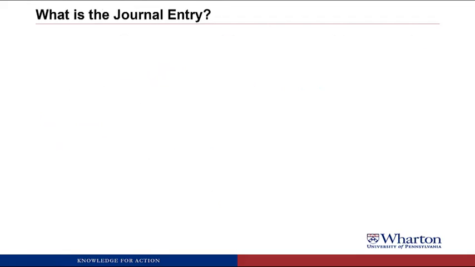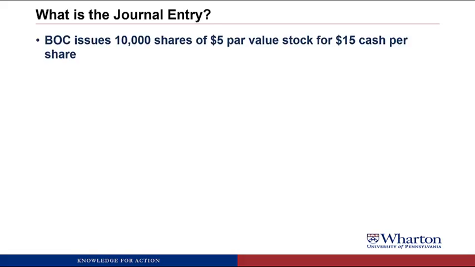So let's practice some journal entries. It'll be the same procedure that we've used in other videos where I'll give you a transaction, put up the pause sign so that you can pause if you want to give it a shot, and then I'll give you the answer and we'll talk through how we got it. Here's the first one. BOC issues 10,000 shares of $5 par value stock for $15 of cash per share.